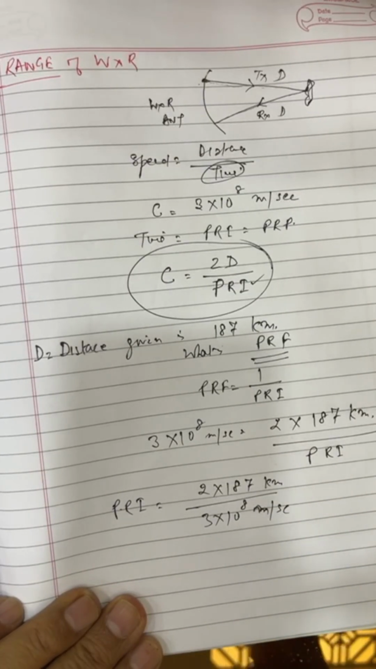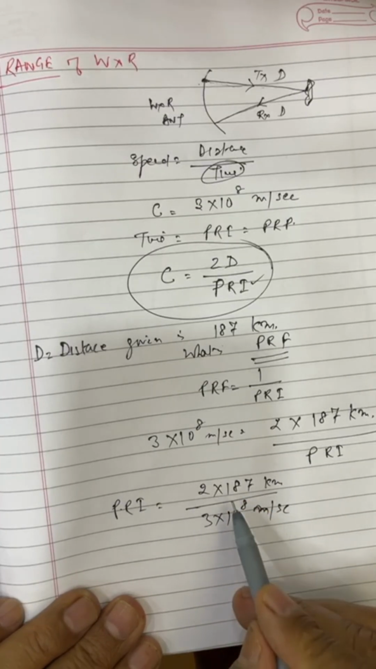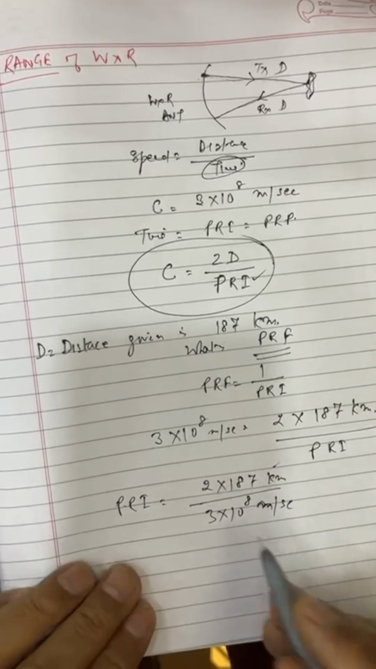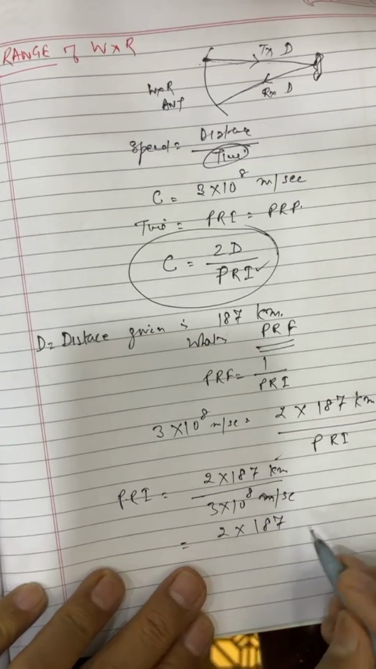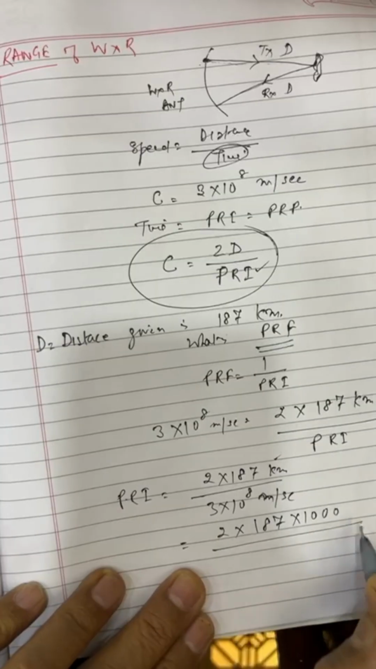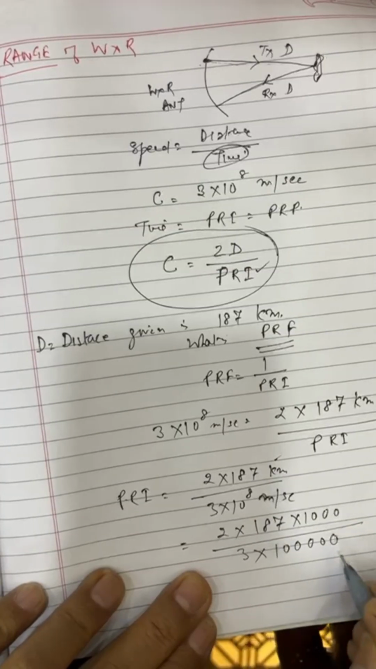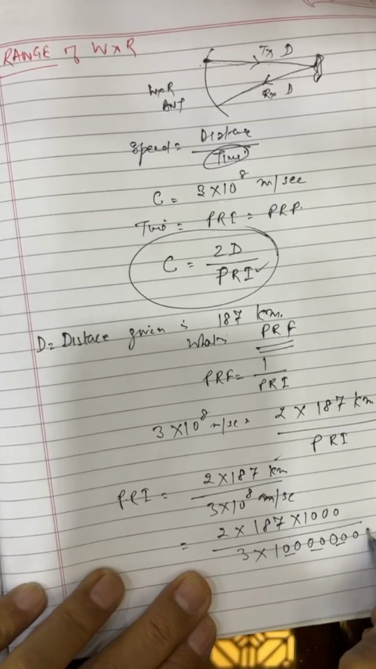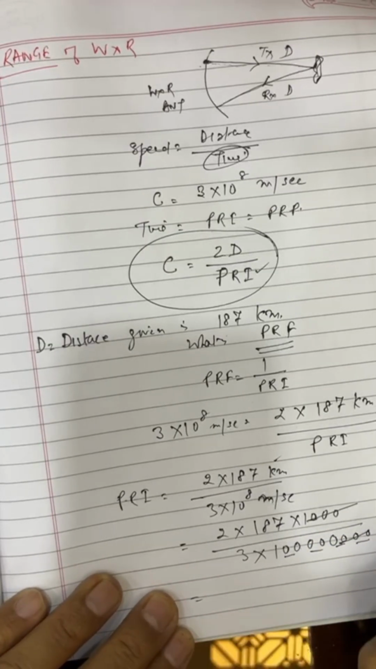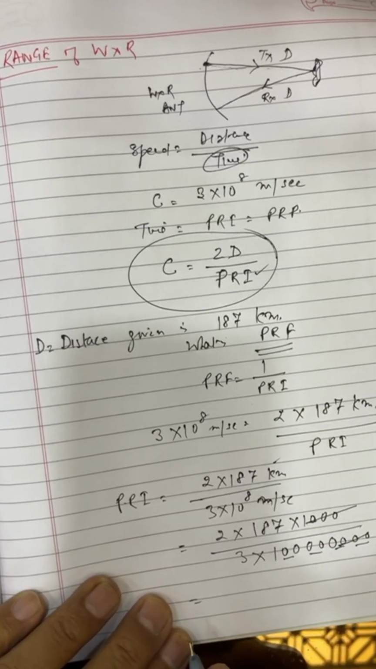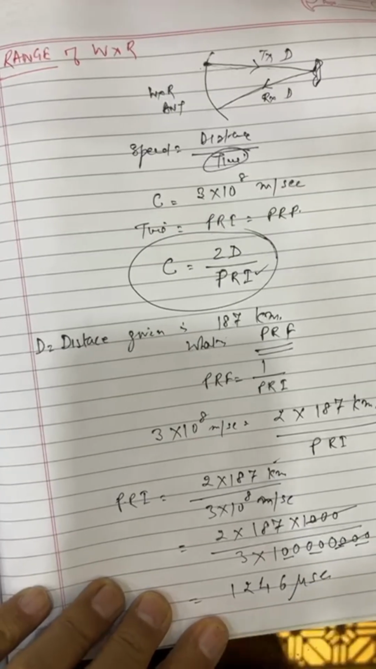Here the speed is given in meter per second, but distance is given as 187 kilometer. So what you have to do? You have to either convert meter into kilometer, which is difficult, or convert 187 kilometer into meter. This is easy. So this is 2 into 187 into 1000, because 1 kilometer is 1000 meter, divided by 3 into 10 to the power 8. 8 means 8 zeros. Cancel the zeros. You can calculate this by your calculator, and this will come out as 1246 microsecond.